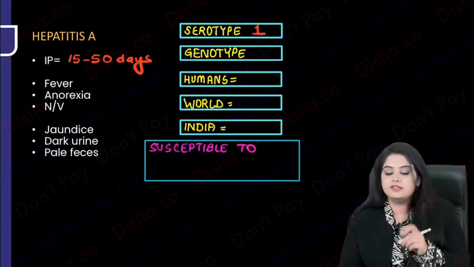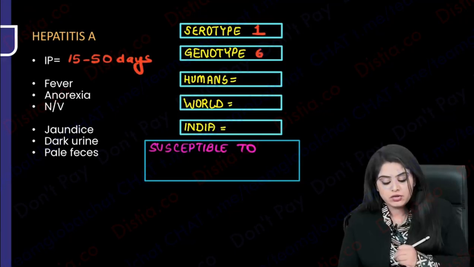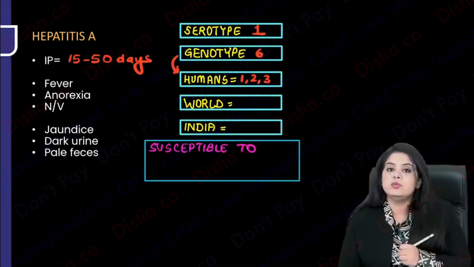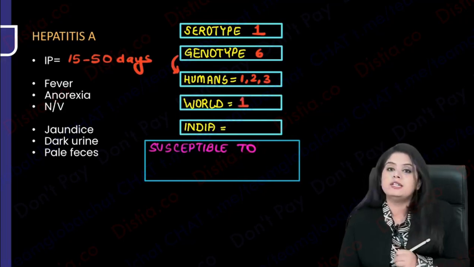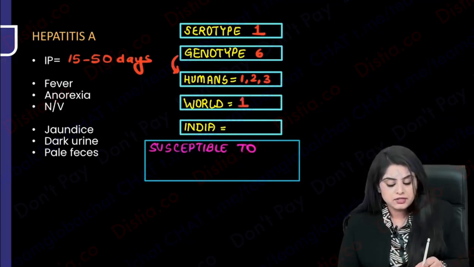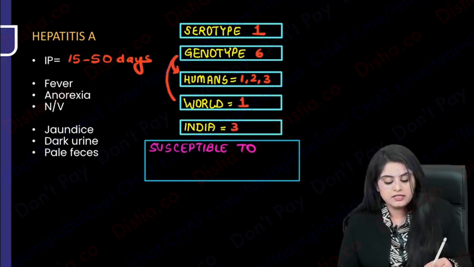Hepatitis A has one serotype. There are 6 genotypes, out of which please remember that 1, 2 and 3 are the genotypes which are more commonly seen in humans. Out of which please remember, the first one is more commonly seen in the world and the third genotype is more commonly seen in India.